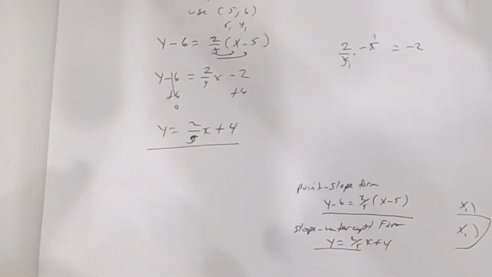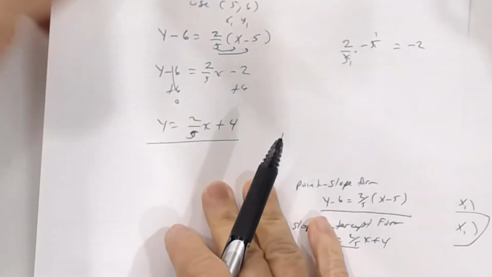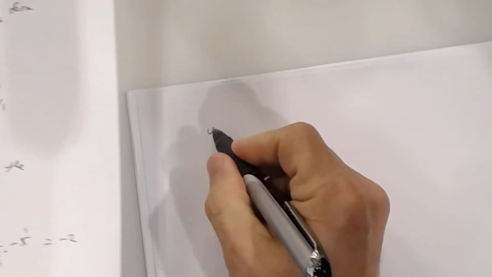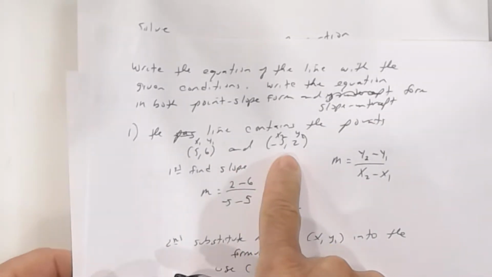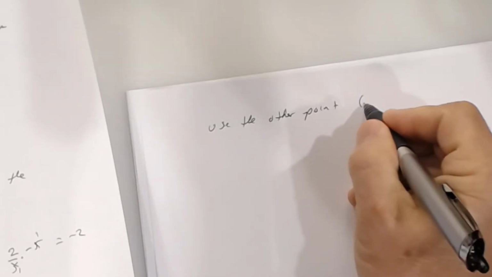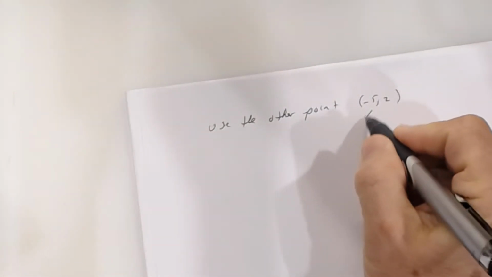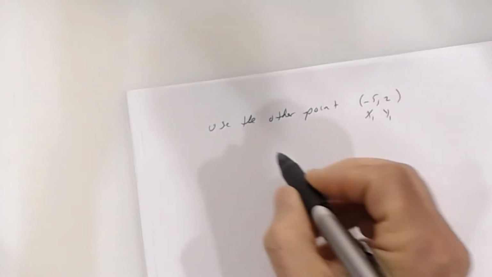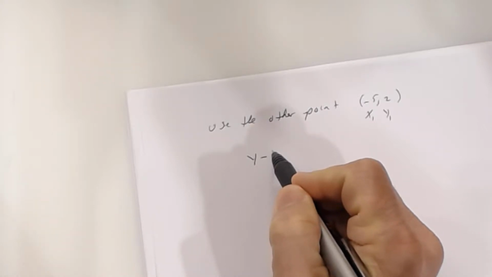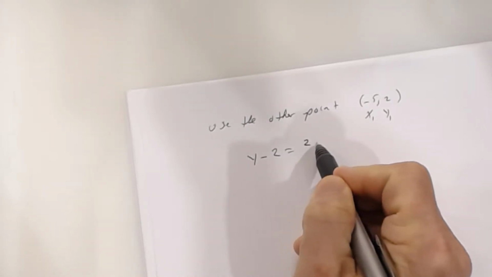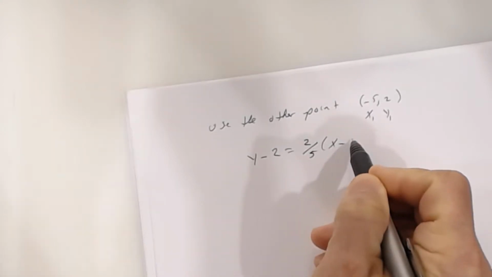All right, and let me go ahead and do it using the other point, just to show you get the same answer. So suppose someone else wanted to use the other point. The other point was negative 5, 2. Again, this is going to be your x1, this is going to be your y1. So I get y minus y1. What's y1? 2 equals the slope. What's the slope? 2/5 times x minus x1.